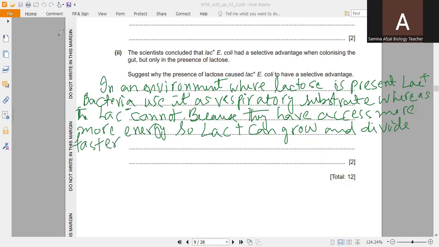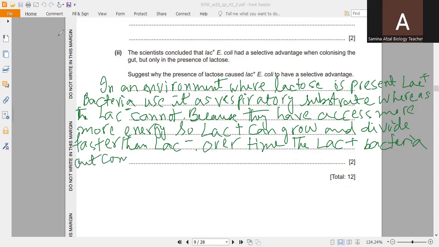Grow and divide faster than lactose. Over time, the lag bacteria outcompete, increasing their frequency in the population.